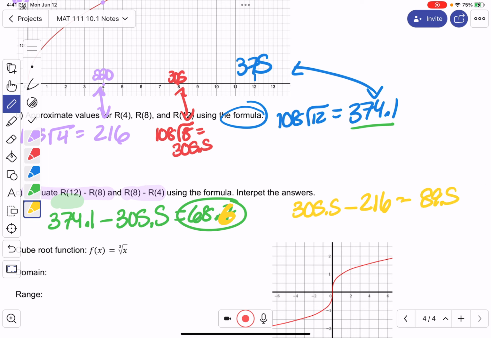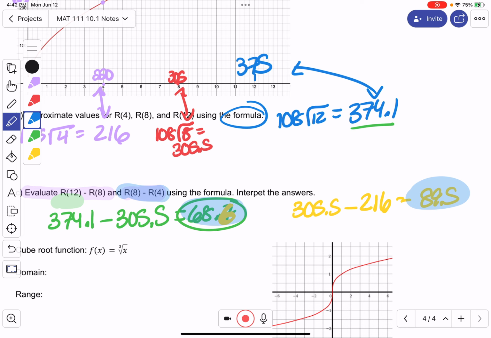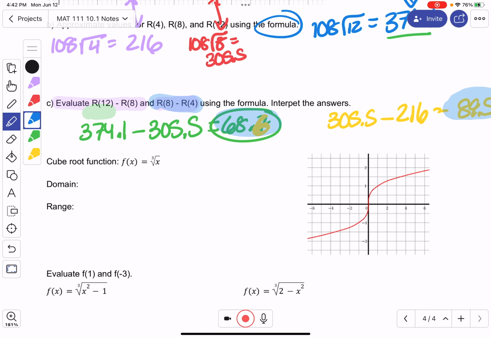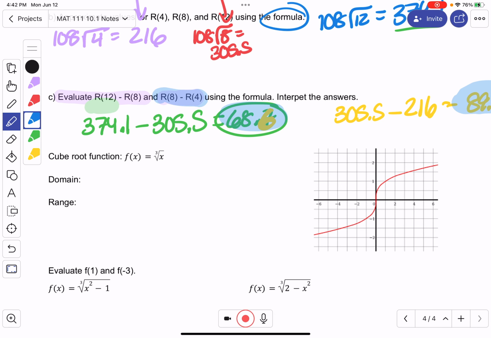So if we're interpreting those answers, this number's bigger. From r(8) to r(4) was bigger than from r(12) to r(8). So it increased faster at the beginning than it did at the end. So the fewer employees, you increase more. That's one interpretation. It's just anything you can say that explains what you see. That's all interpret means. As long as it makes sense and you can justify your answer, you are not wrong.